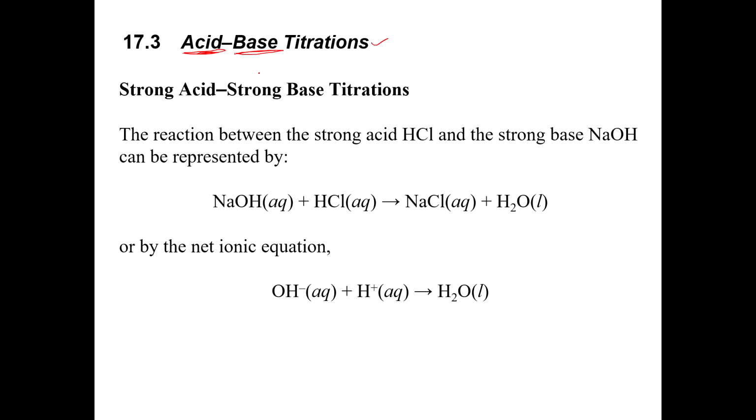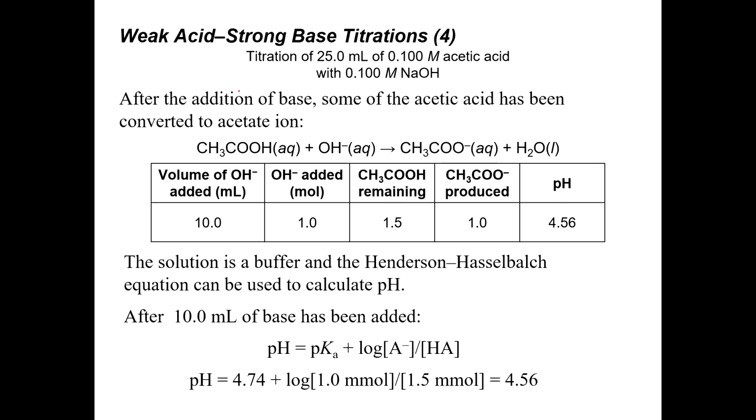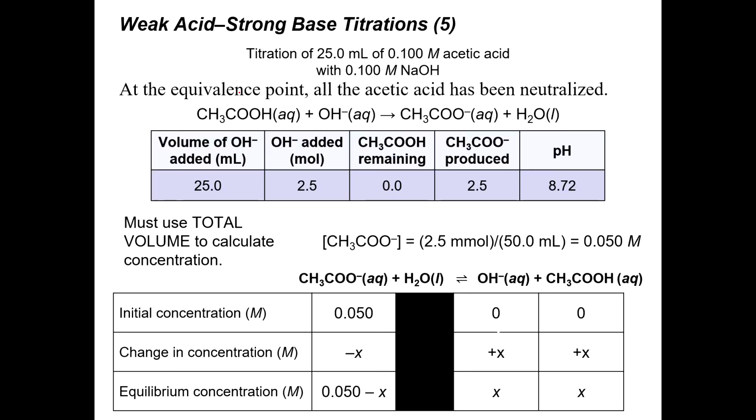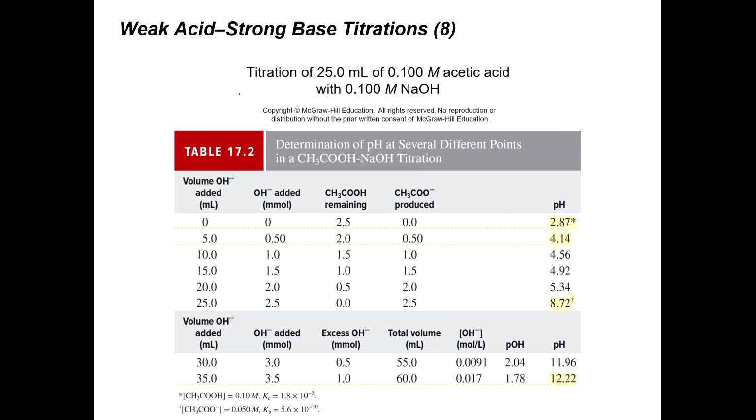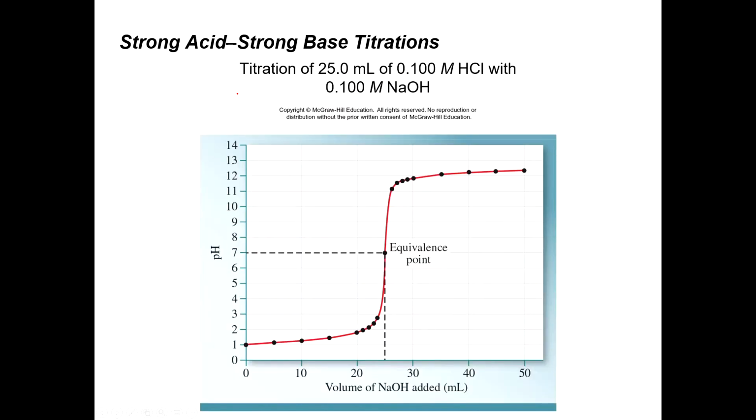So there are three types we're going to discuss in this chapter: strong acid, strong base titrations, and the other one is weak acid and strong base titrations, and then strong acid and weak base titrations. So those are the three types we are going to discuss in this chapter.